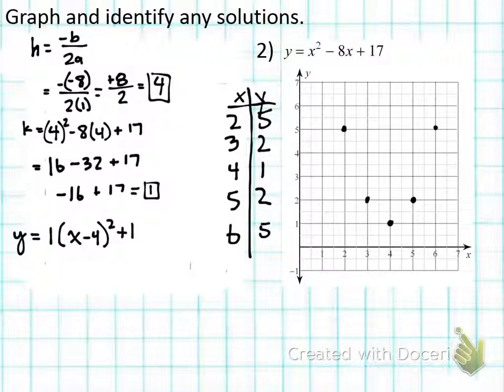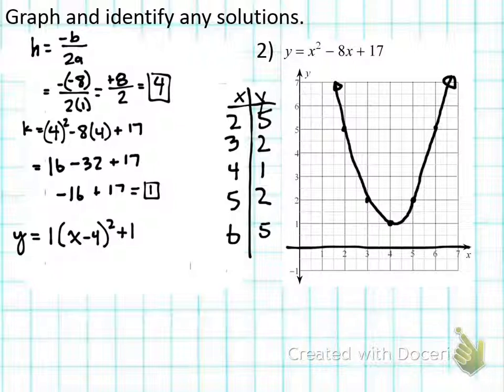Okay, and now we're going to graph, okay? Now we're going to ask ourselves, what are the solutions? When does this graph cross the x-axis? Does it cross the x-axis at all? Yes or no? No, you could see that it doesn't cross the x-axis. Since that's the case, we would say there's no real solutions, okay?